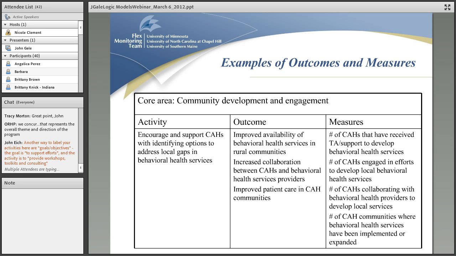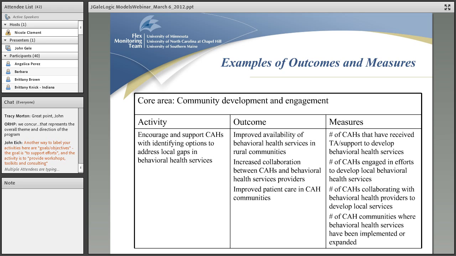And the last comes from the core area of community development engagement: encourage and support CAHs by identifying options to address gaps in local behavioral health services. This comes out of a specific state, and as I read their plan, it struck me that it was a great idea, but it wasn't necessarily broken down in this way to get to some measurable outcomes.